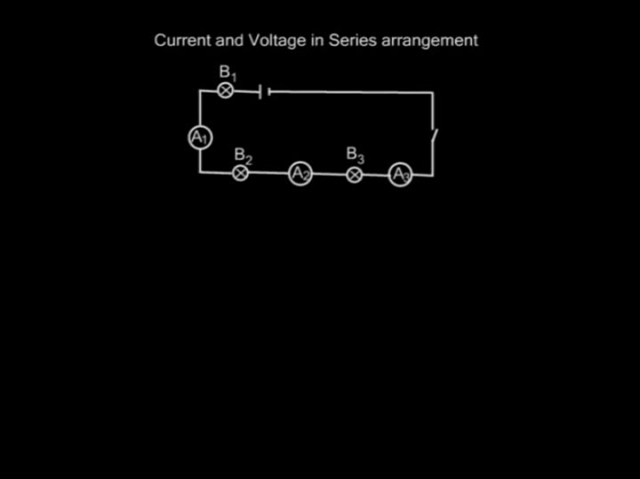Current and voltage in series arrangement. These bulbs and ammeters are connected in series. When the circuit is connected and completed, it is observed that the readings on the ammeters are the same. Therefore, in a series connection, current is uniform, that is A1 is equal to A2 and is equal to A3.